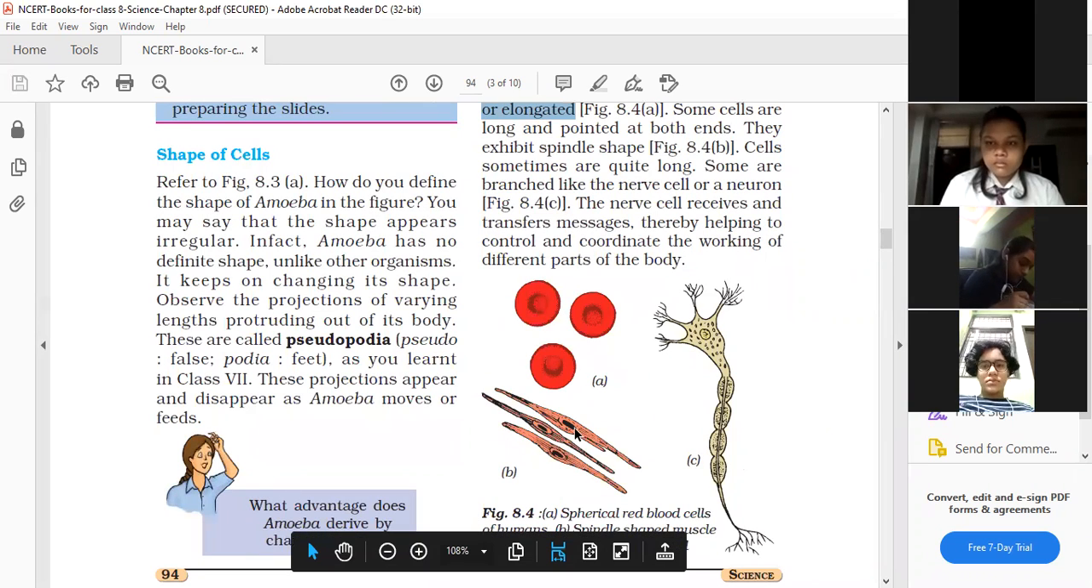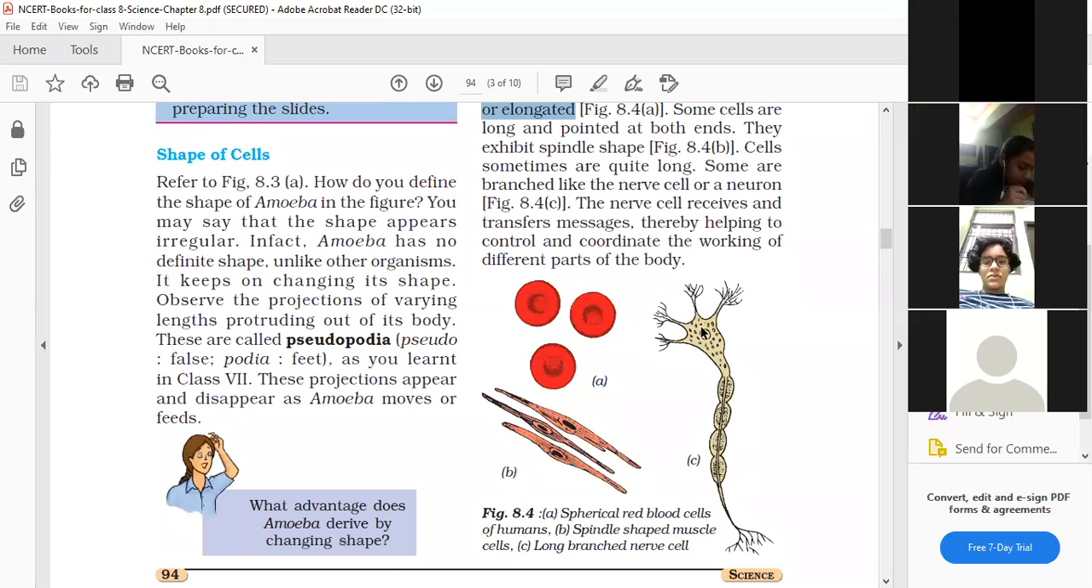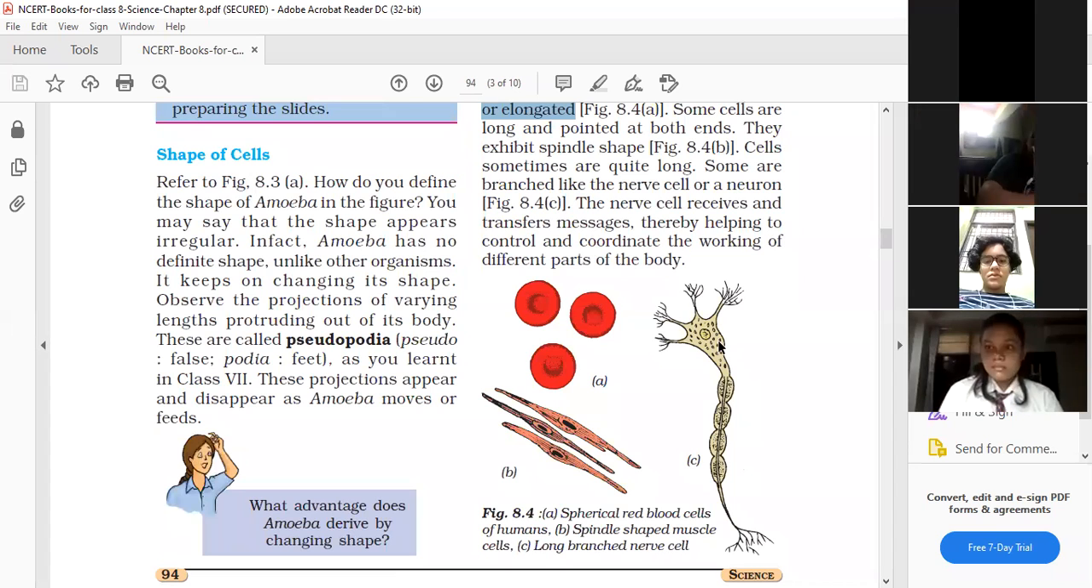Spindle-shaped cells are muscle cells, and here is the longest, long branched nerve cell, which we also call a neuron. This is long and branched, and there is a reason behind it.